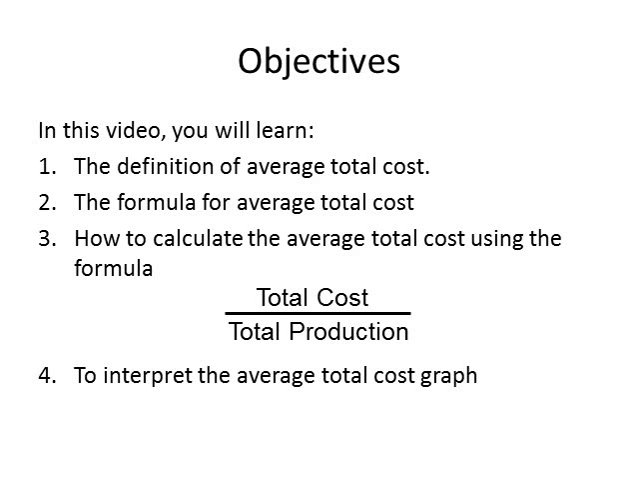In this video, we'll look at average total costs. In this video, you will learn the definition of average total costs, the formula for the average total cost, how to calculate the average total cost using the formula total cost divided by total production, and fourth, to interpret the average total cost graph.